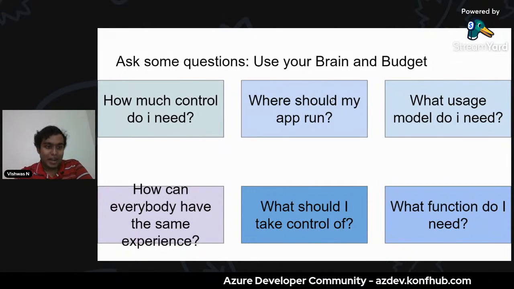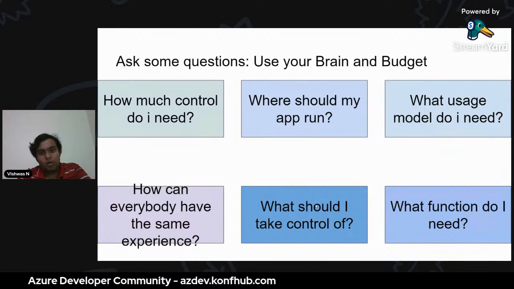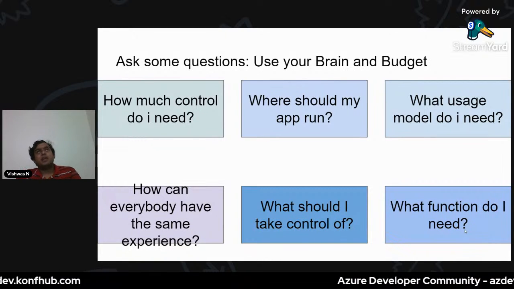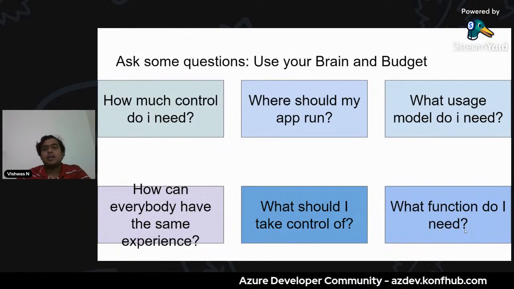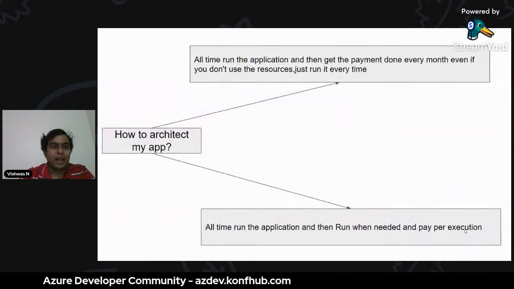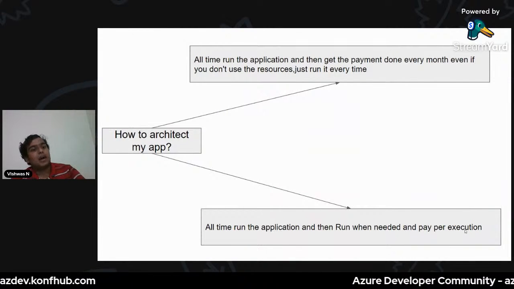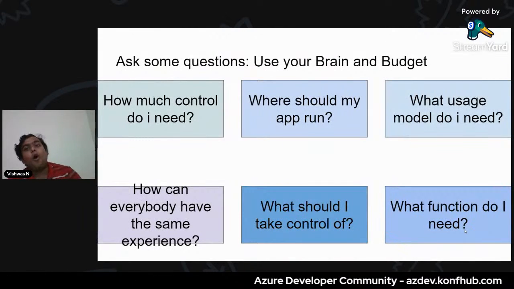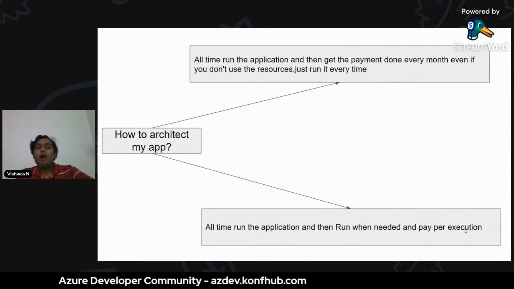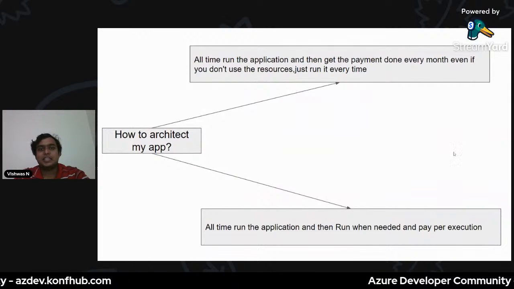What usage model do I need? How can everybody have the same experience? That's what I talked about. And what should I take control of, and what functions do I need? SaaS, PaaS, IaaS, FaaS, all these things are up there. So I'll tell you why. How to architect my app? There are two ways in which you can architect your app, considering your brain and budget. Either you run the application all the time, or you don't run the application, you just pay the money.